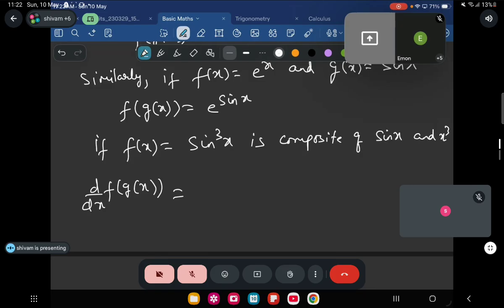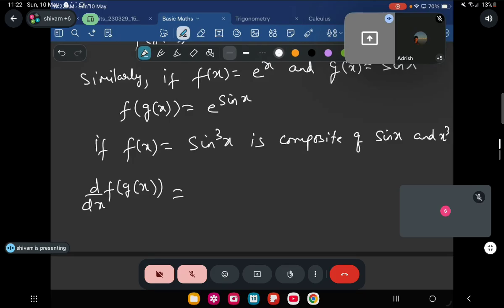Try to understand. F is a function in terms of x, but at first it is a function in g of x. And g of x is a function of x. Agree? But f is a function in g of x before it is a function in x. First of all, f is a function in g of x before it is a function in x. So you have to differentiate f of g of x with respect to g of x first. Then you differentiate g of x with respect to x.